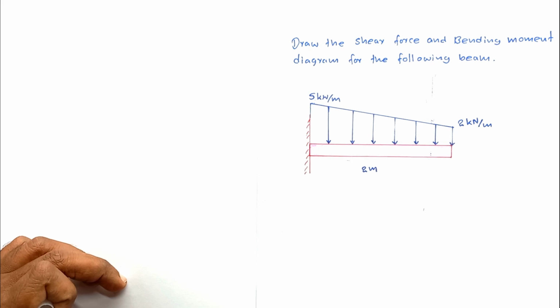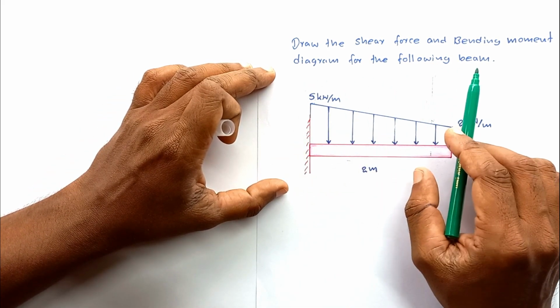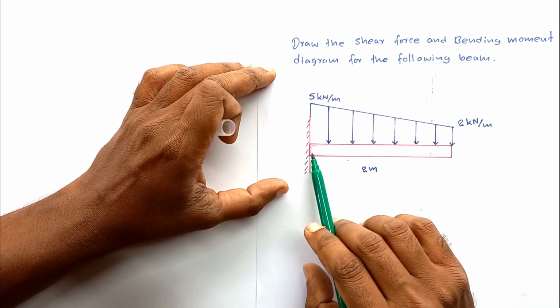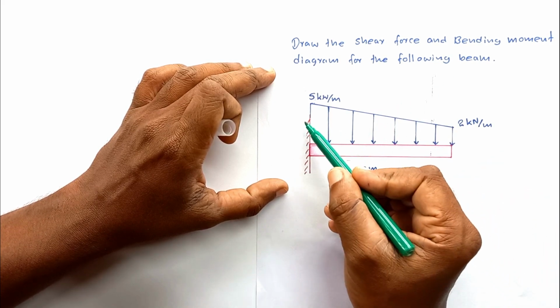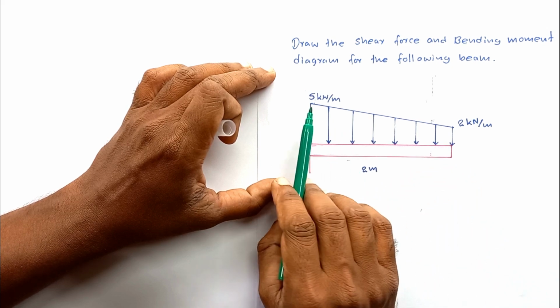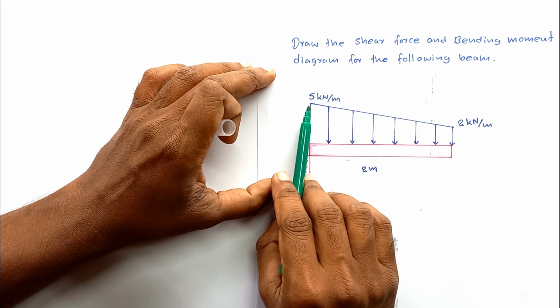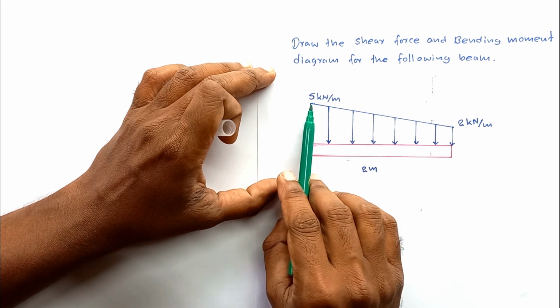In this lesson, we are going to discuss this problem. Draw the shear force and bending moment diagram for the following beam. Here you can see the cantilever beam supported by one end, the fixed support. And here you can see a linearly varying distributed load is acting. The intensity of the distributed load varies.